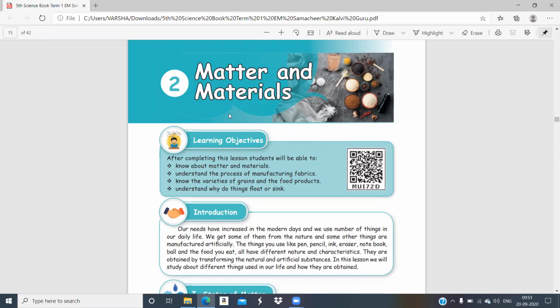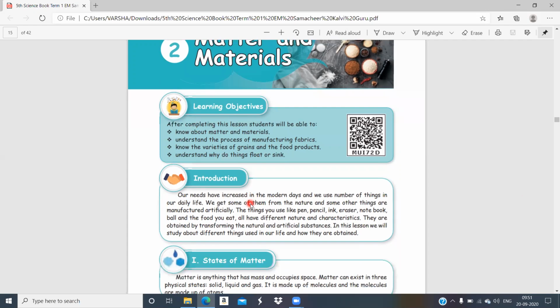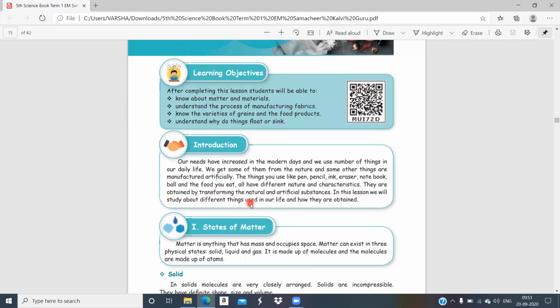Today we are going to study Science Lesson 2, Matter and Materials. First we will see what we will learn in this lesson, that is the learning outcomes. We will know about matter and material, what is matter, what is material, and understand the process of fabrics. And I will tell you the varieties of grains and food products, and floats or sink. What is float or sink? First, introduction.